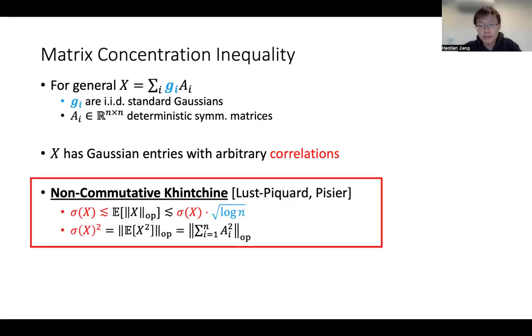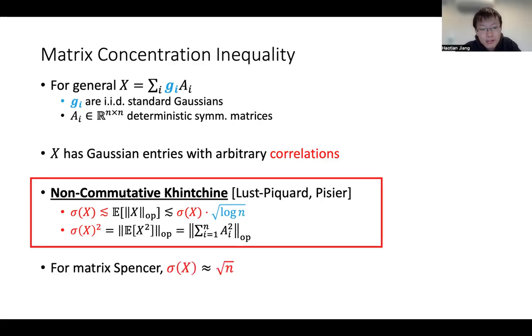For example, the non-commutative Khintchine inequality by Lust-Piquard and Pisier asserts that the typical expectation of the operator norm of X is, up to a root log n factor, this standard deviation parameter sigma of X. So what is sigma of X? Sigma(X) squared is defined as the operator norm of the expected X squared. If you expand this out using g_i being IID standard Gaussians, this is just the operator norm of the sum of A_i squared. This is actually a very amazing inequality, because just using second order information, you can already pin down the typical value of the operator norm of X up to a root log n factor.